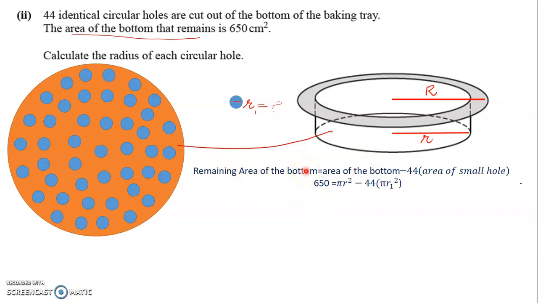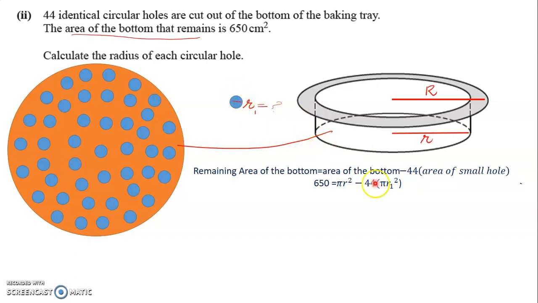Now, I have put these values. Remaining area of the bottom is already given, which is 650 centimeters square. So I have put it over here. For area of bottom, I have taken pi r square. Here I have used small r because the radius for the bottom of the tray is represented by small r. Minus 44 times area of the small hole. So, for area of the small hole, I have taken pi r1 square because the radius of the small hole is r1.